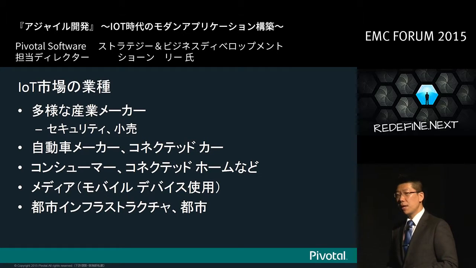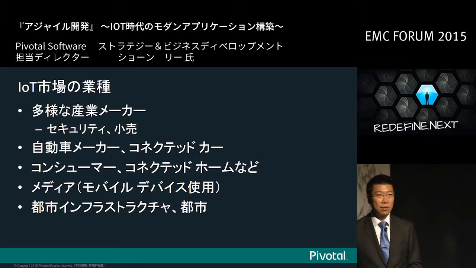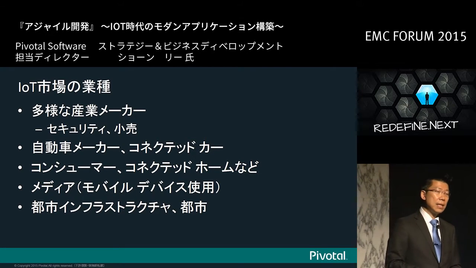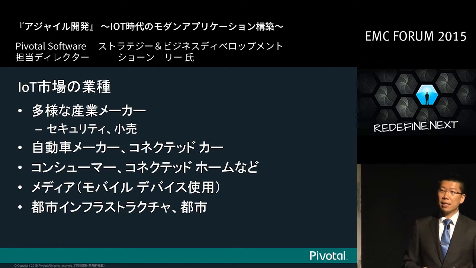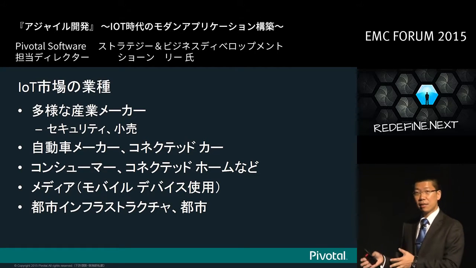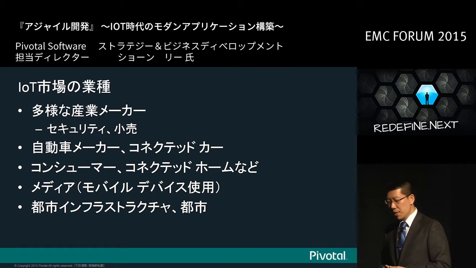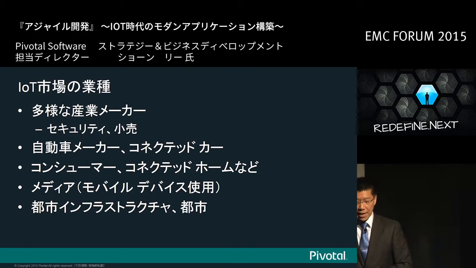You also see up here auto manufacturers, right? Cars. So you see the likes of BMW and Mercedes and Tesla, and Chrysler and Fiat and Ford that are all focusing around creating this notion of a connected car. And I will talk a little bit more around the connected car later on in my presentation today.